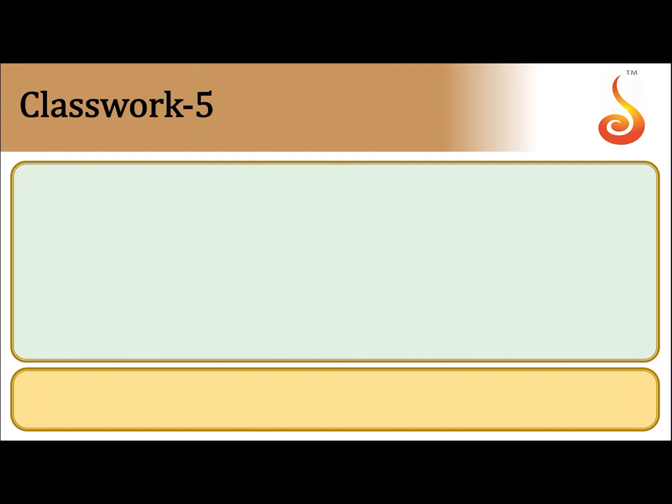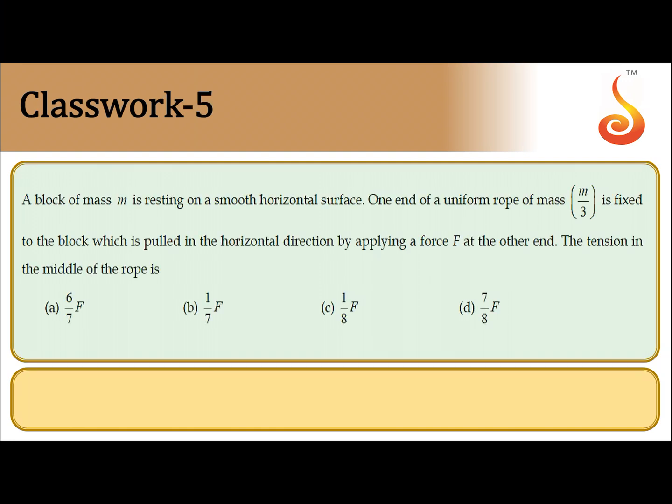Example number 5. A block of mass m is resting on a smooth horizontal surface. One end of a uniform rope of mass m by 3 is fixed to the block, which is pulled in the horizontal direction by applying a force F at the other end. The tension in the middle part of the rope is... Now let us look at this arrangement.